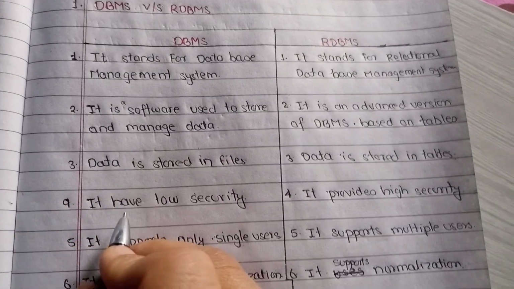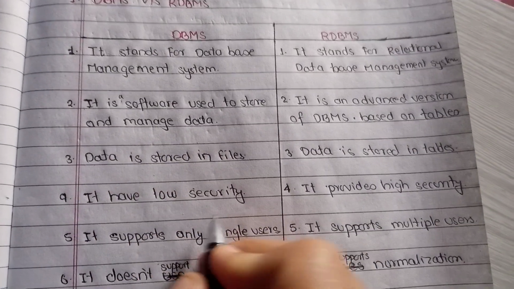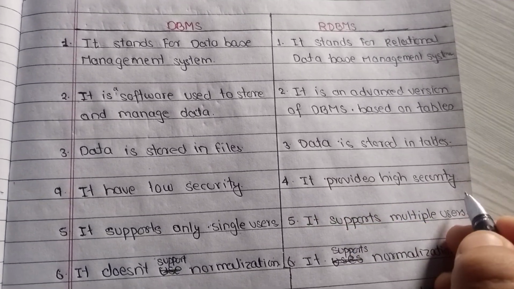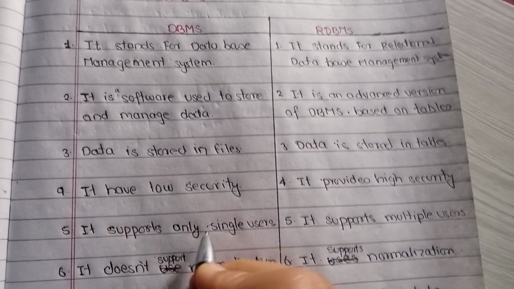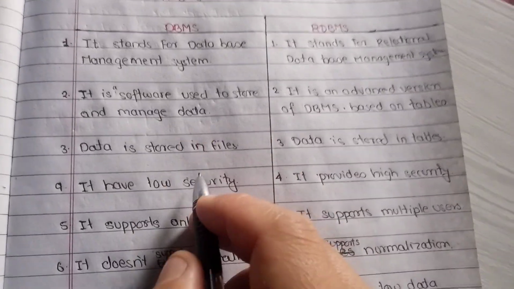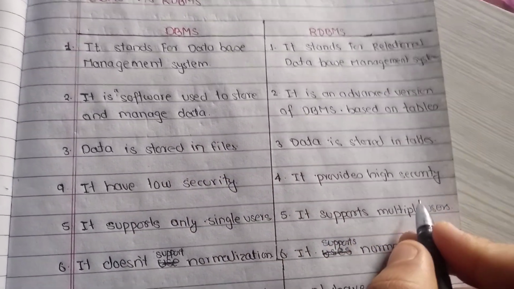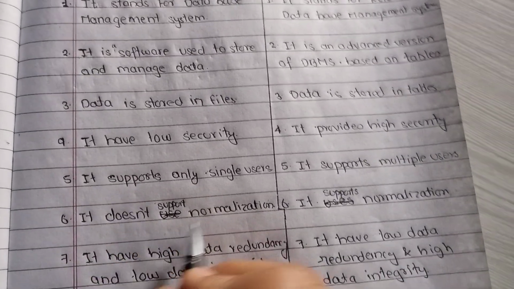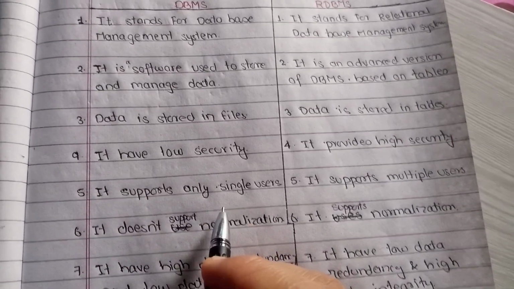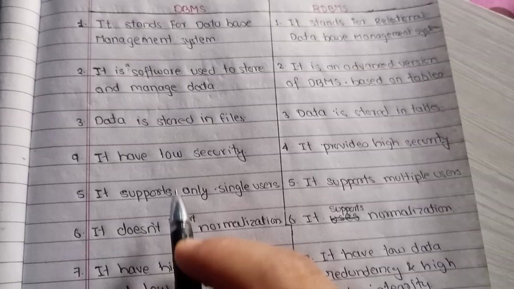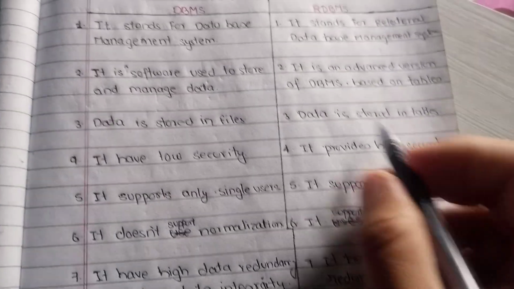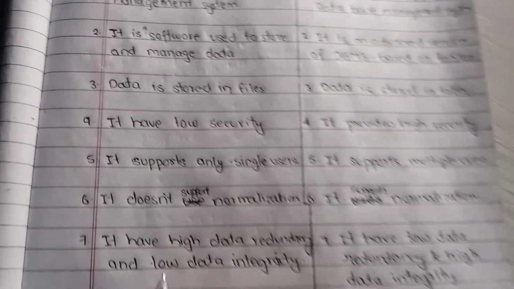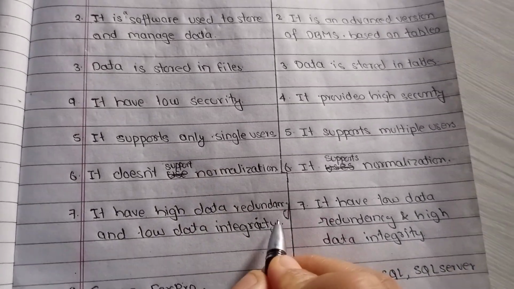In DBMS, it has low security, but in RDBMS, it provides high security. DBMS supports only a single user, and RDBMS supports multiple users. DBMS does not support normalization, but RDBMS supports normalization.